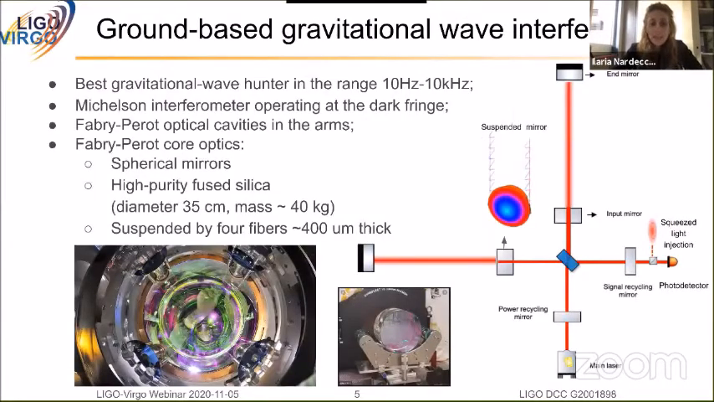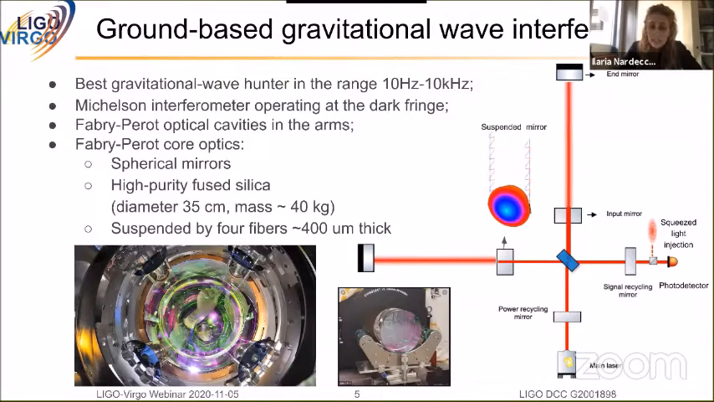Ground-based interferometers are the best gravitational wave hunters in the range 10 Hz to 10 kHz. They are Michelson interferometers operating at the dark fringe with Fabry-Perot optical cavities in the arms. Each Fabry-Perot cavity is formed by adding an input mirror to the simple Michelson interferometer. They are spherical mirrors made of high-purity fused silica. Their diameter is 35 centimeters, their mass is around 30 kilograms, and each mirror is suspended by 4 fibers whose thickness is around 400 microns.